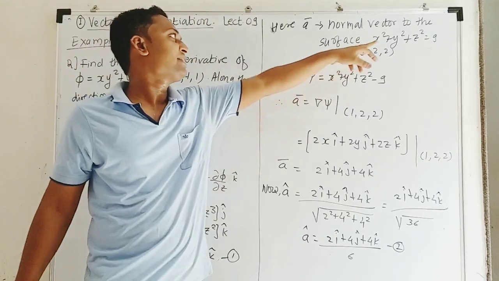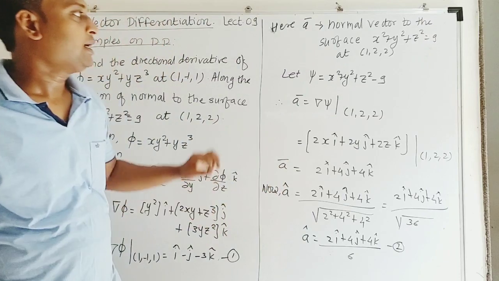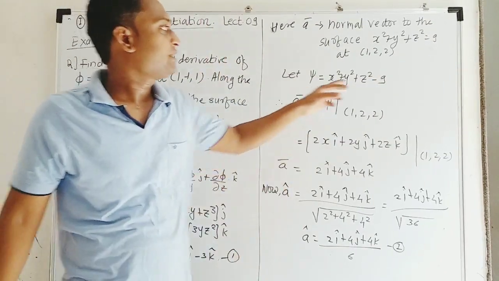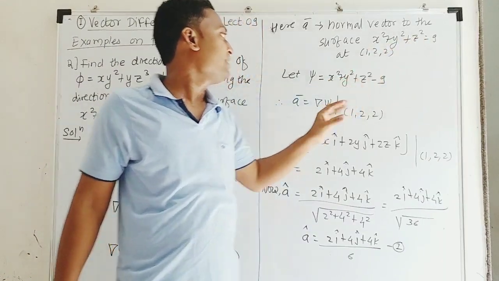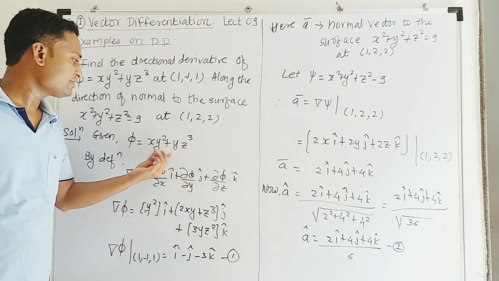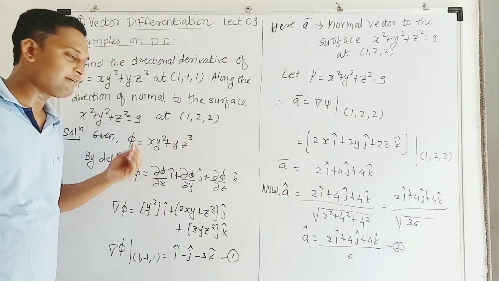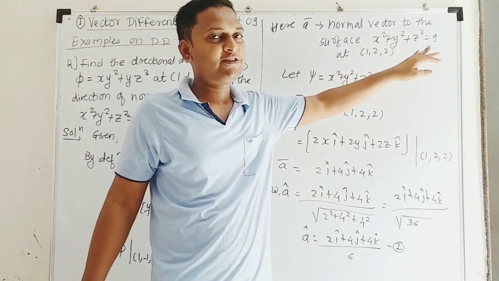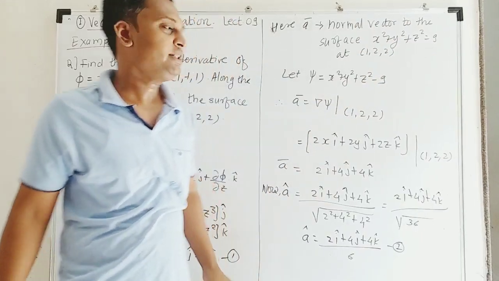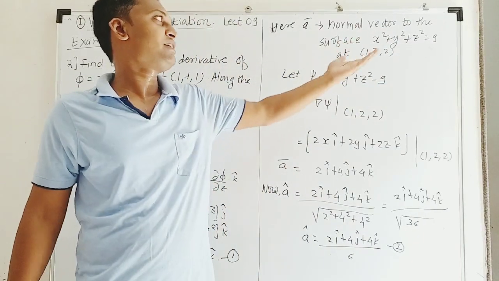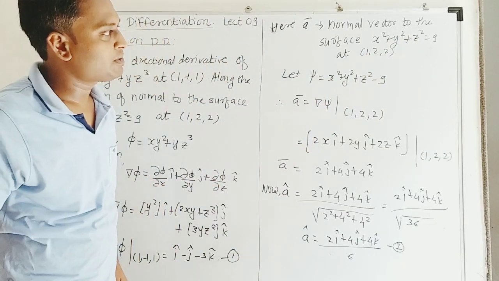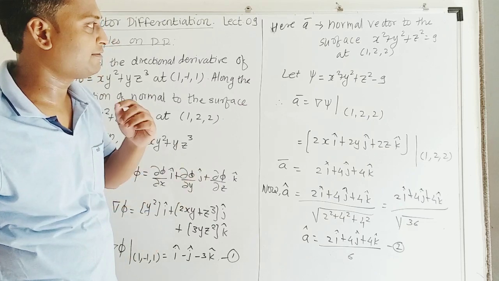Now I am denoting that second surface as psi. So psi equals x square plus y square plus z square minus 9. Why have I taken this 9 on this side? Here phi is given directly as x square plus y square, but here the equation of the surface is given. So either you shift this 9 to this side, or these three terms to the other side. It is convenient to take 9 on this side, so I have written psi equals x square plus y square plus z square minus 9. This is the second surface.